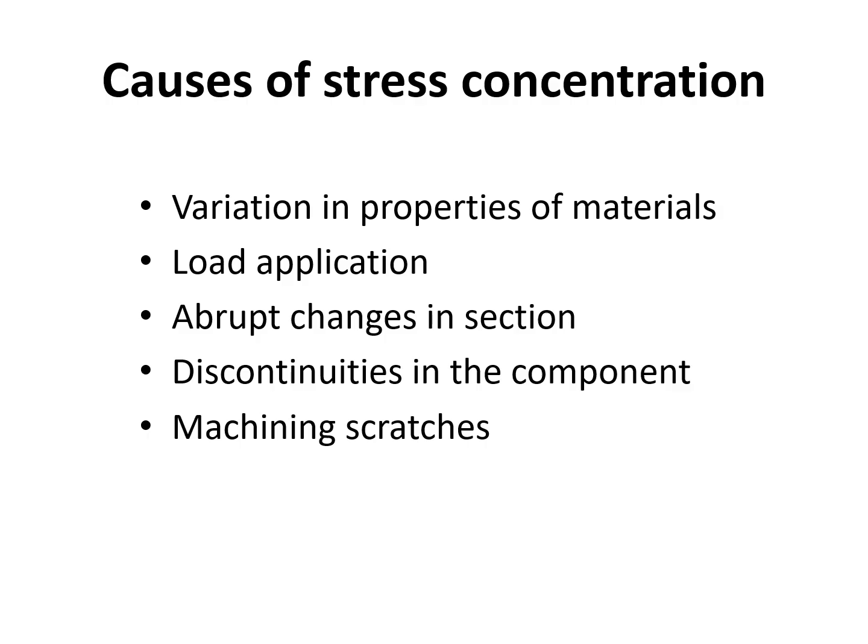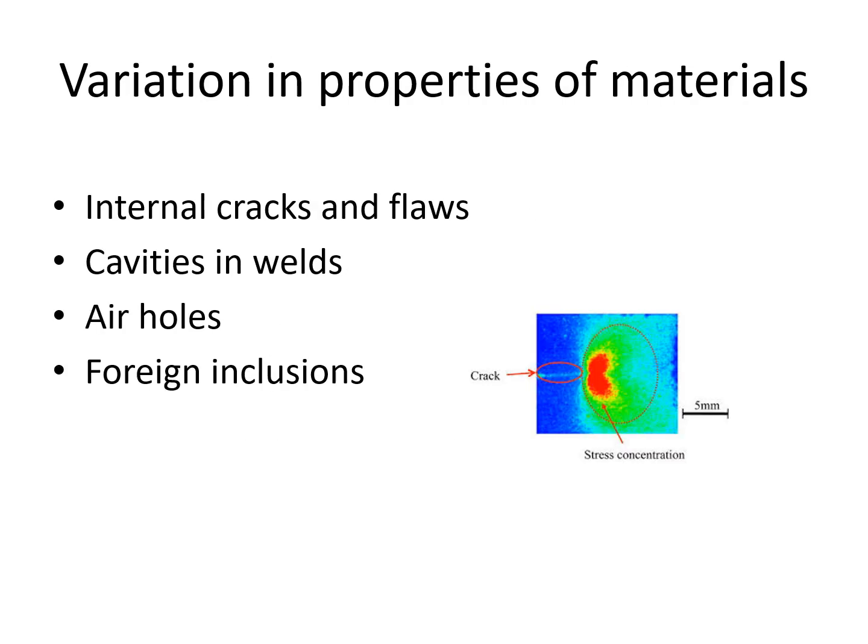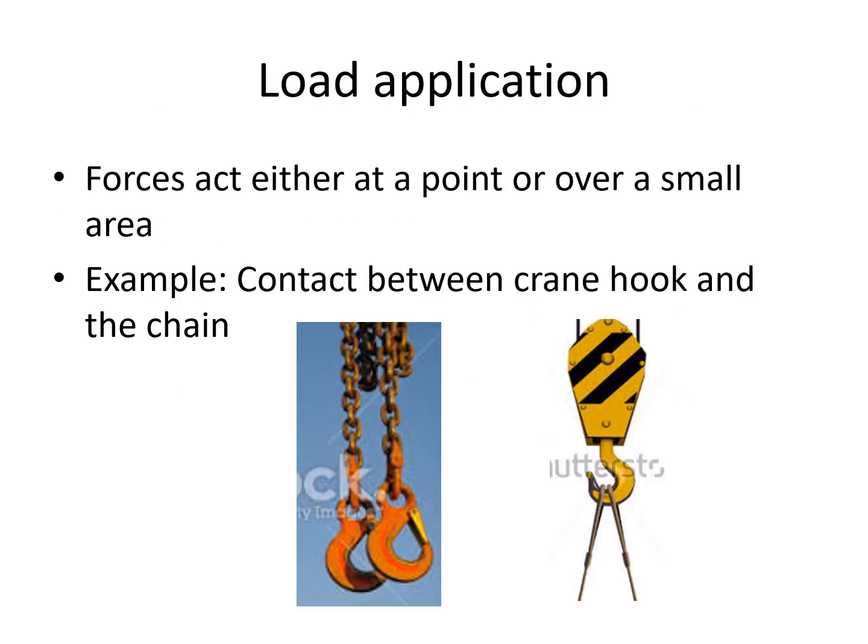Causes of stress concentration: variation in properties of materials, load application, abrupt changes in section, discontinuities in the component, machining scratches. All these cause stress concentration. We will see it one by one. Variation of properties of materials: some internal cracks, flaws and cavities, air holes or inclusions, all those things can change the material property. Due to this change in material property, there may be localized stress that may cause stress concentration. And whenever we are applying a load at a point or at a line, there will be a stress concentration near that load applied point.